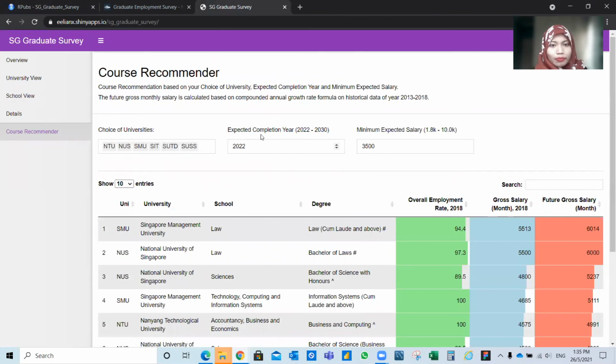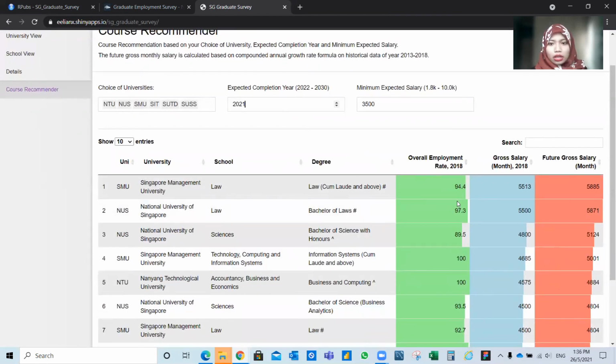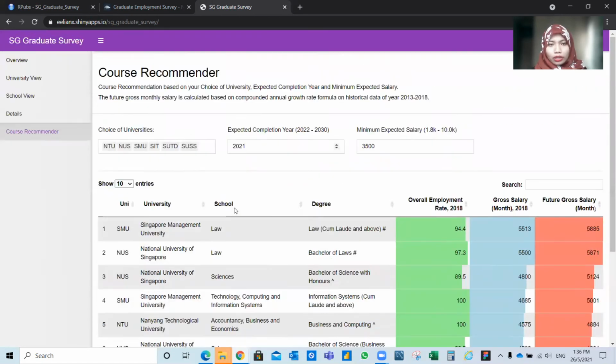And I can select the expected completion year. If, for example, I will be graduating next year, 2021, and my minimum expected salary is around 3,500 Singapore dollar. So these are the lists based on the previous graduate history. So we can see that the Singapore Management University and also the law course or school can help me to achieve the target. So we can see that in the future gross salary, we can see that it is around 5,885 Singapore dollar. So this is how the course recommender works.